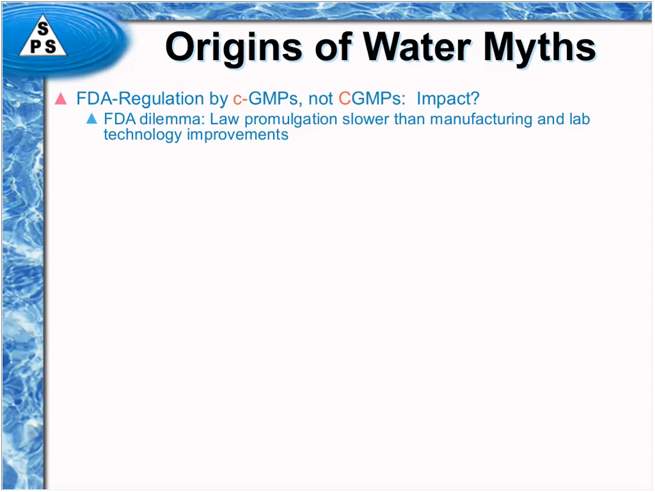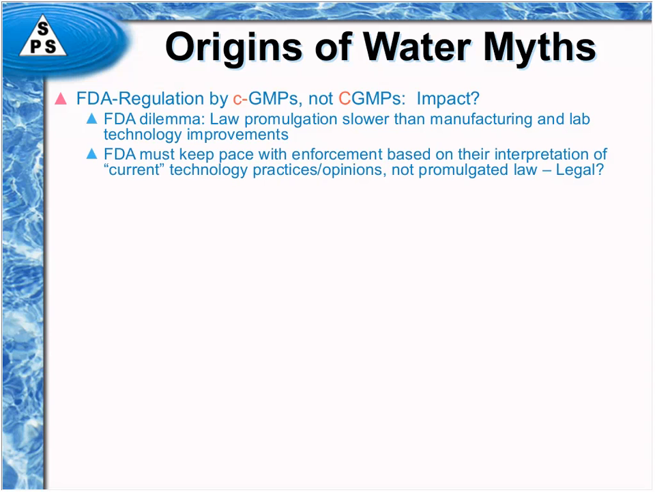this. And so once the original CGMPs were promulgated, there was no way that the law promulgation process could keep up with the manufacturing and technology developments. And so in order to keep pace, FDA began enforcing based upon their interpretation of what was currently available and currently capable technological practices. So not by specific promulgated law, but by their interpretation of the law.